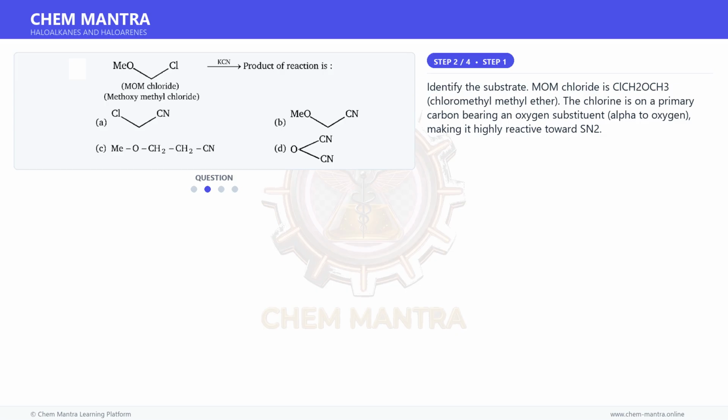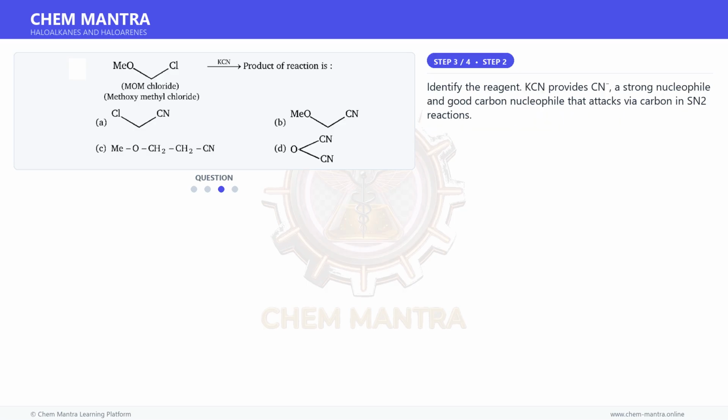Moving on to the next step. Identify the substrate. MeO chloride is ClCH2OCH3, chloromethyl methyl ether. The chlorine is on a primary carbon bearing an oxygen substituent, alpha to oxygen, making it highly reactive toward SN2.